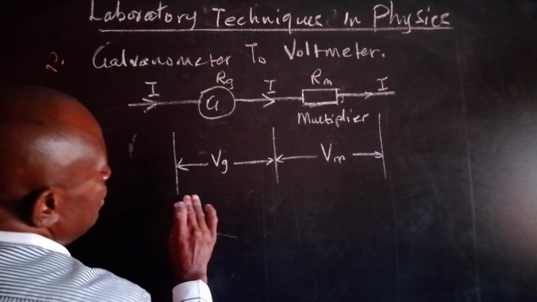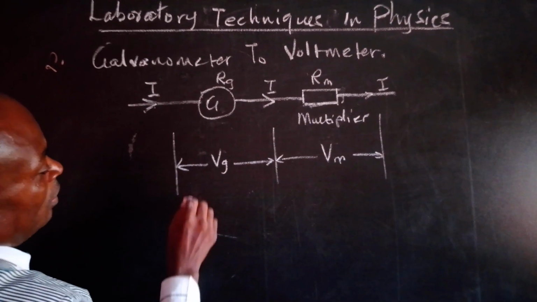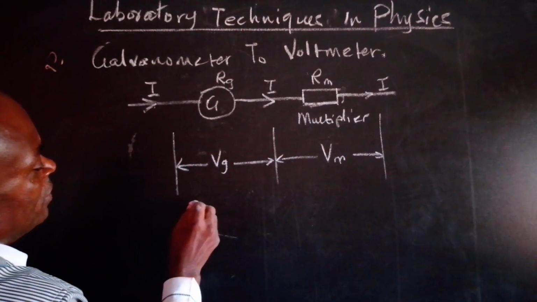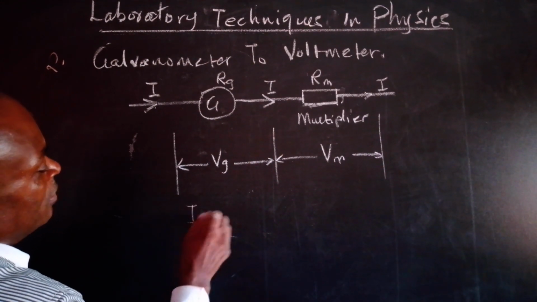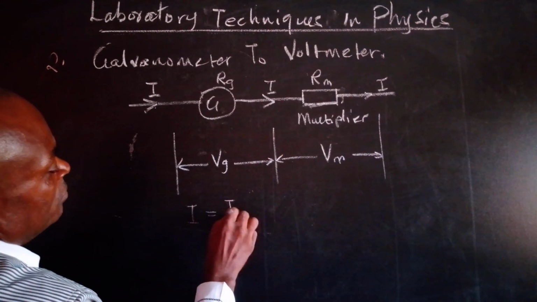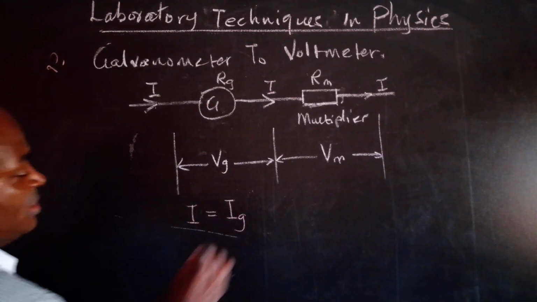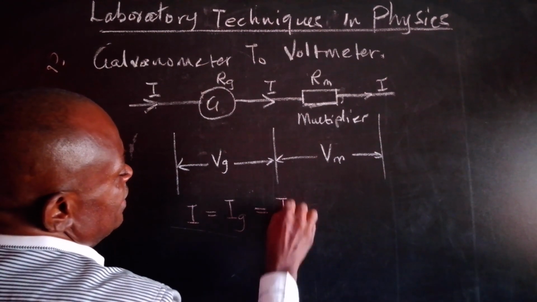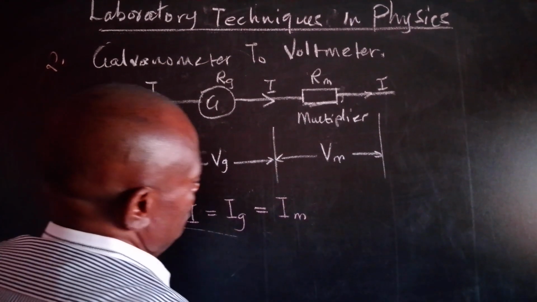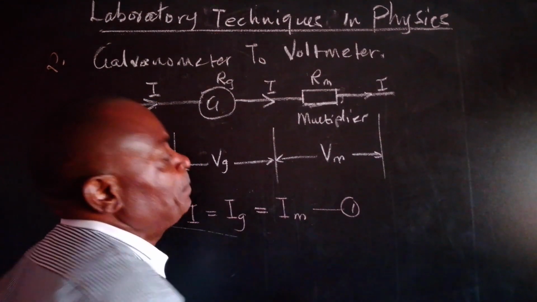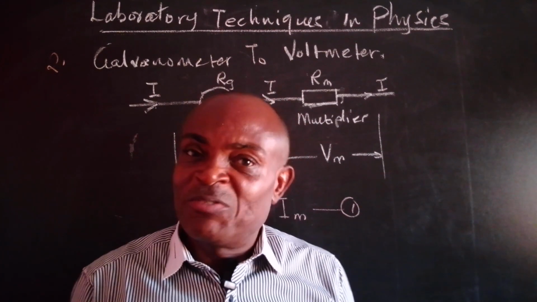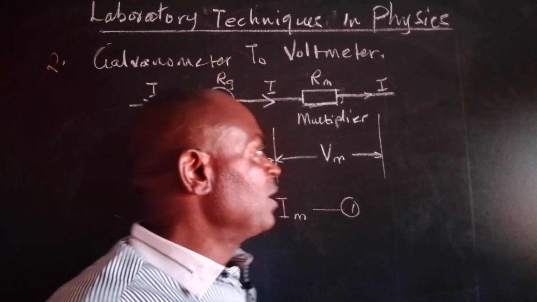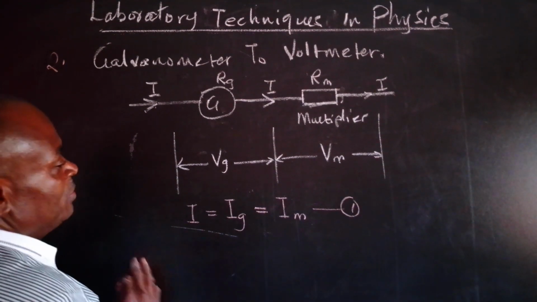So we want to write the expression for the current. The total current that is incoming is equal to the current that will enter the galvanometer, and it is also the current that will come out of the multiplier. So this is simply our equation 1. Very simple to arrive at.